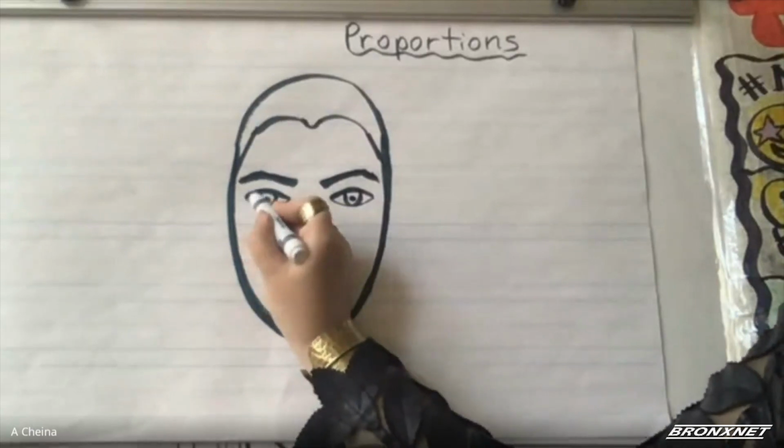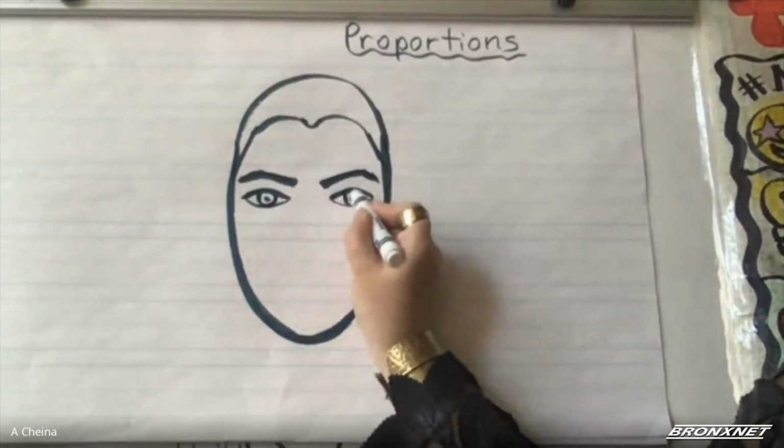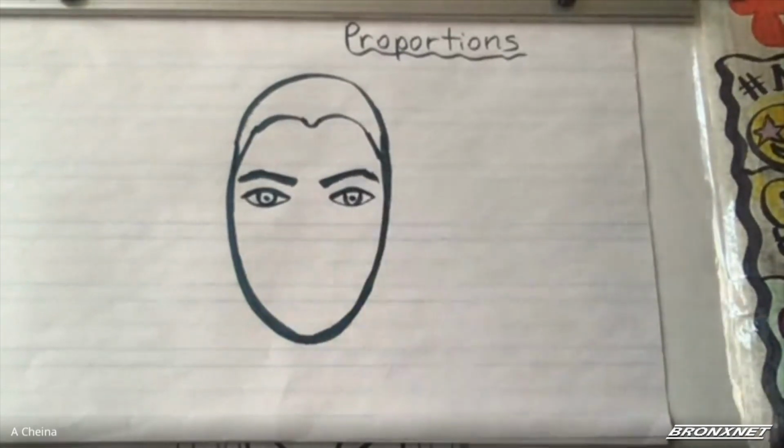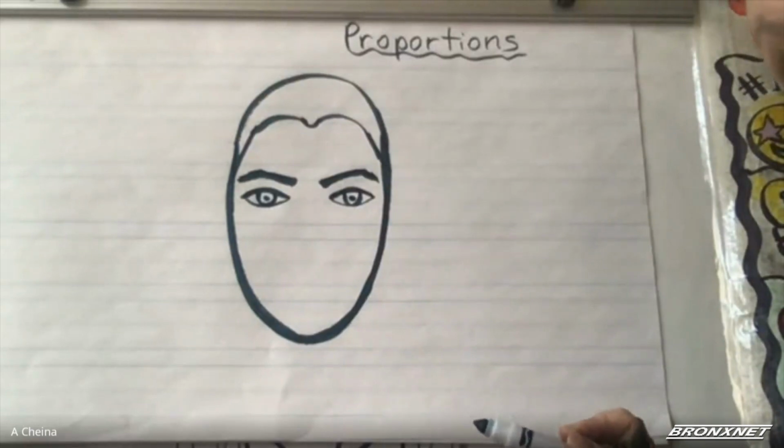Some people's eyes are a little wider. Some people's eyes are a little more narrow. Some people's eyelids don't curve the way mine do. So that's something to study in the mirror. But right now, we're just practicing proportions.